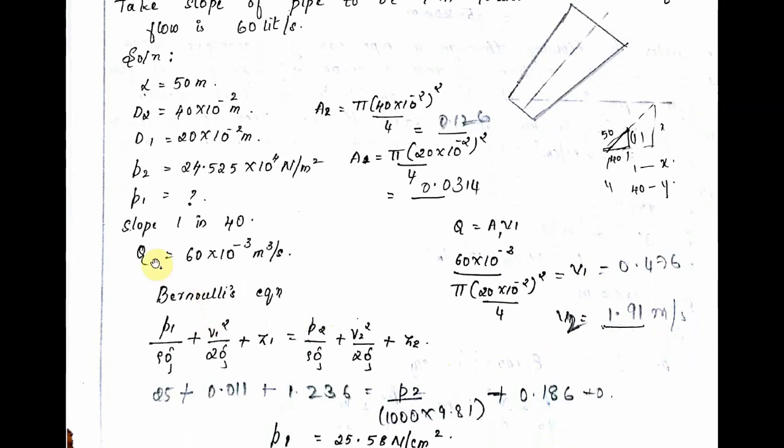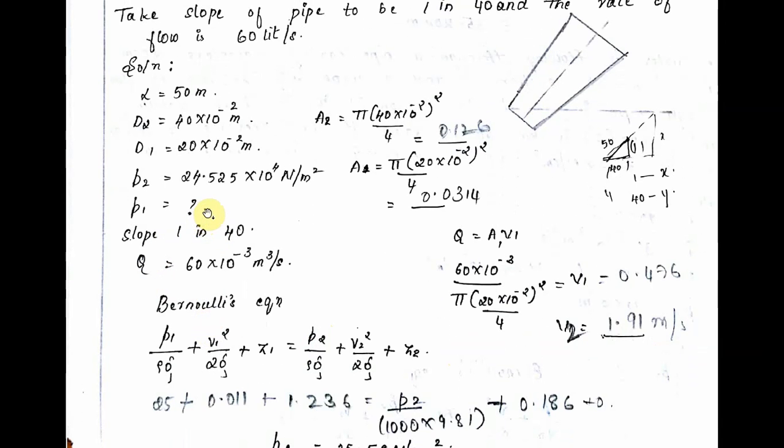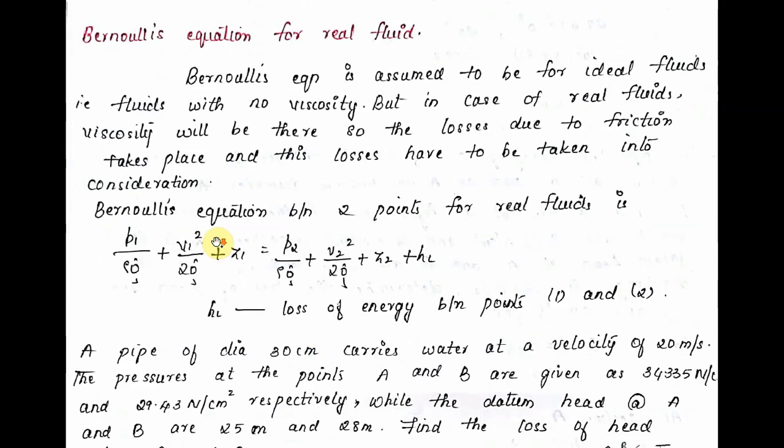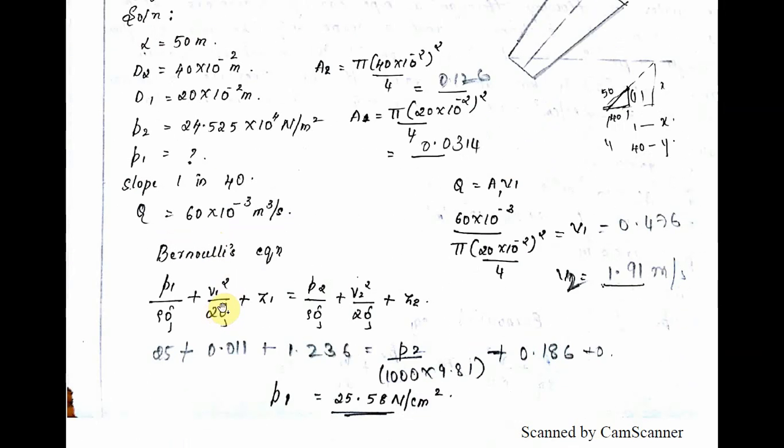So slope is equal to 1 in 40, Q is equal to 16 into 10 raised to minus 3 cubic meters per second. Then Bernoulli's equation: P1 upon rho g plus V1 square upon 2g plus Z1 is equal to P2 upon rho g plus V2 square upon 2g plus Z2. That is equal to 25 plus 0.011 plus 1.236 is equal to P2 divided by 1000 into 9.81 plus 0.186 plus 0. That is equal to P2 is equal to 25.5 Newton per centimeter square.